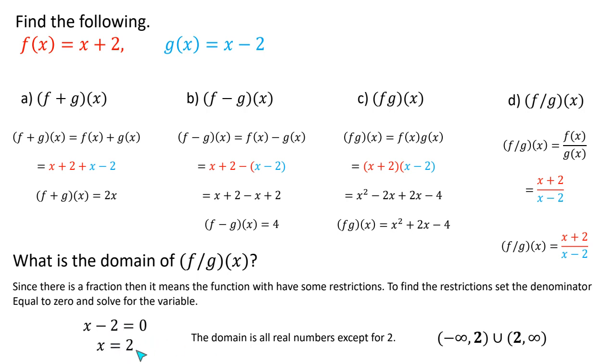So 2 here is not part of the domain. So the domain is all numbers, all real numbers, except for 2. So the way we would write that in interval notation is from negative infinity to 2, union 2 to infinity.